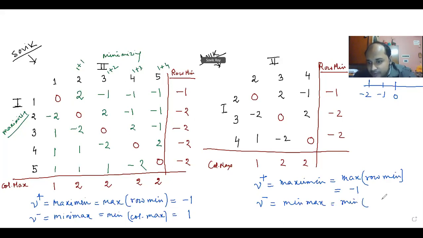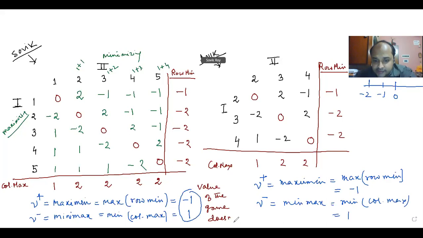And minimax is the minimum of the column maximums, that will be 1. So in both the cases, in my case and in Anik's case, the value of the game does not exist. Value of the game and saddle point do not exist, in both the cases.